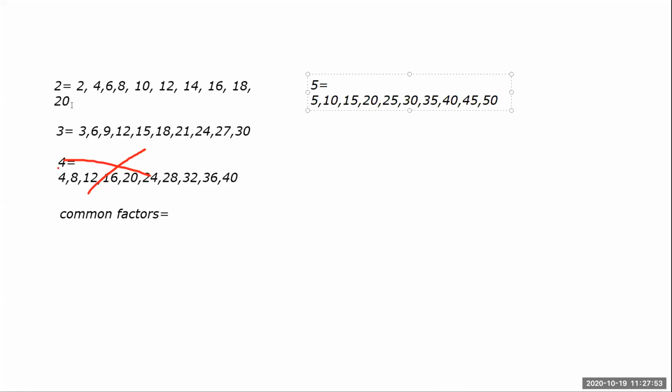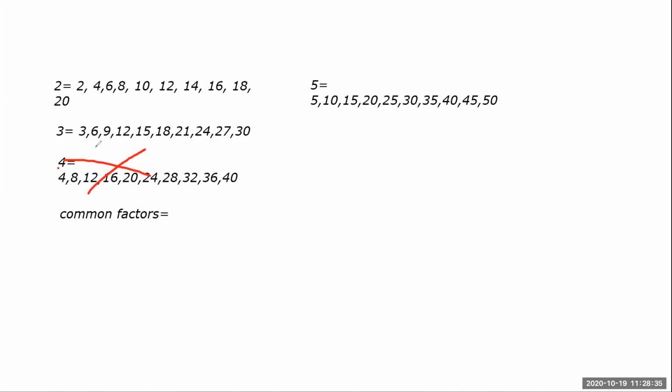Okay, now it's okay. We'll not take 4, we'll take 5. Table of 2, table of 3, table of 5. Okay, now let's do common multiples. So here 2 is there in 2, not in 3, not in 5. It is not a common multiple.